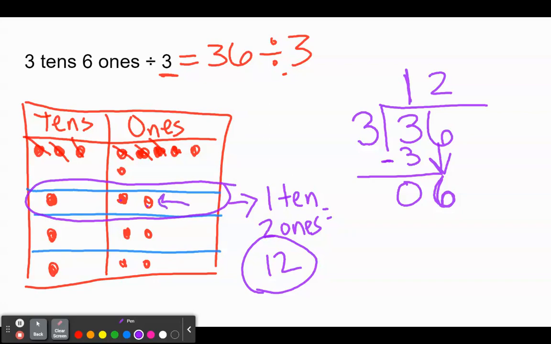So now we have 2 times 6. So how many 1s did we use all together? We used 1, 2, 3, 4, 5, 6. So we use 6 of our 1s. So now how many 1s do we have left over? We have 0 1s. So our quotient, our answer is 12. So 36 divided by 3 is 12.